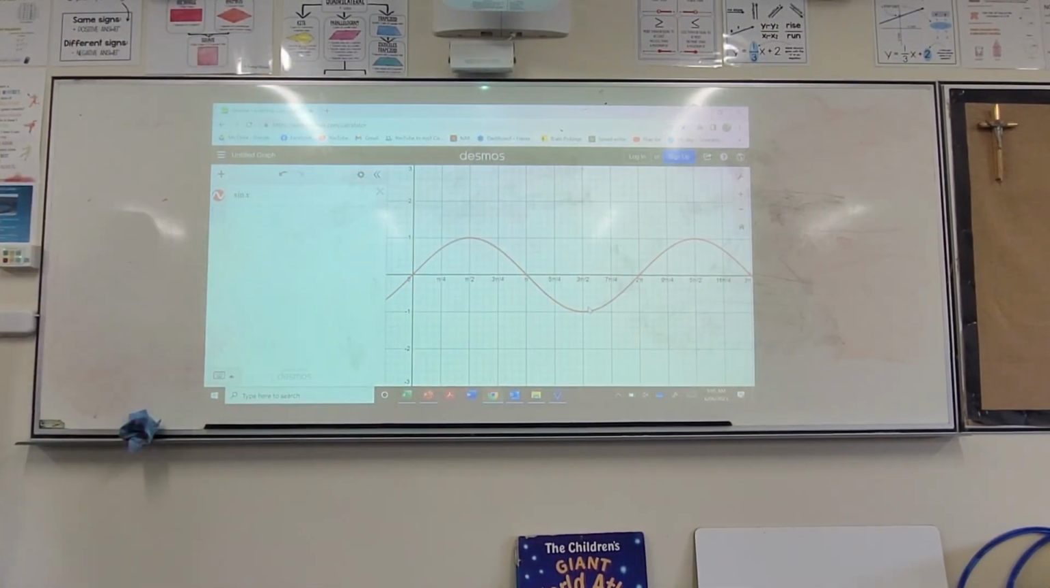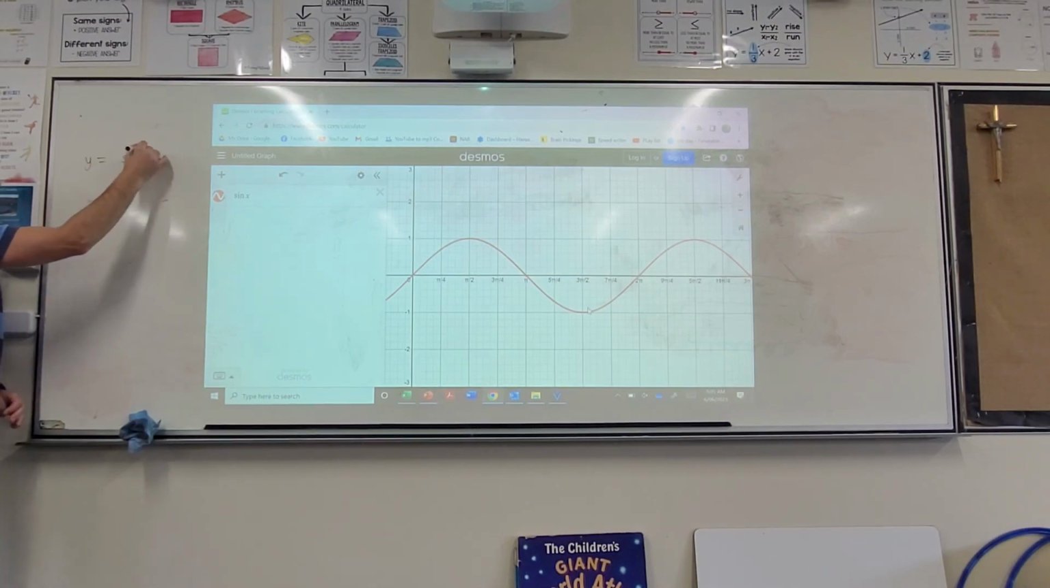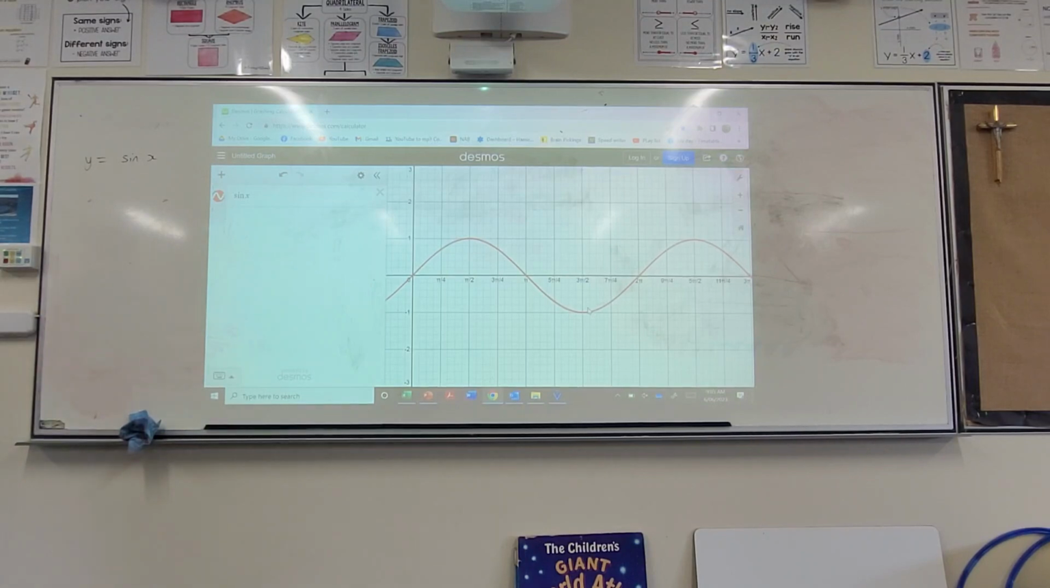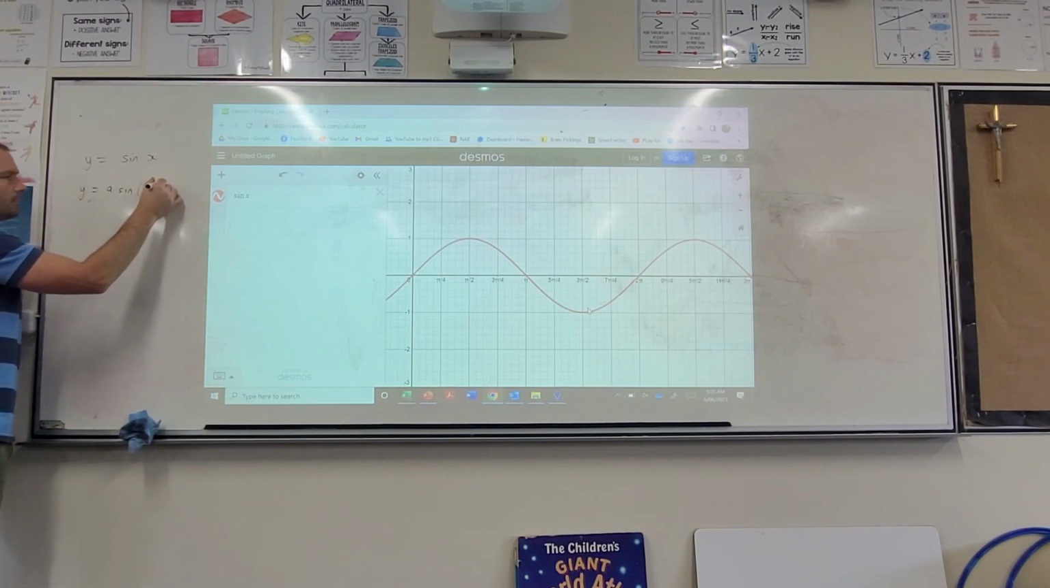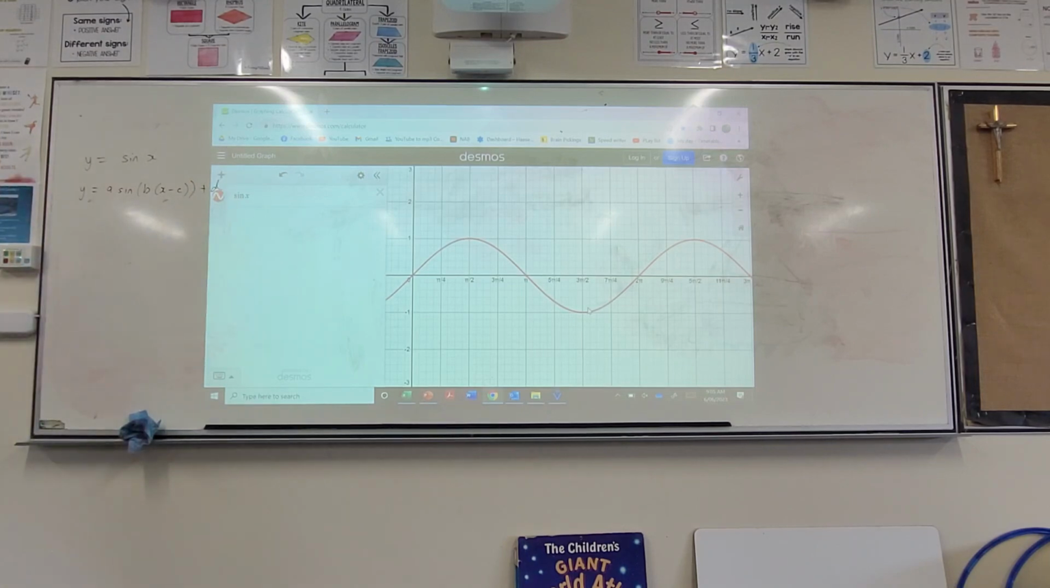Now, what we have a graph of here is y equals sine of x. And so what we're going to talk about today is how we can manipulate this function. So this is the base sine function, and then what we would call the general sine function is this one here, b of x take c, and then plus d. And so this is a good opportunity for us to reflect back on when we did exercise 3F. How do all of these things affect the function? That's what we're going to see today.